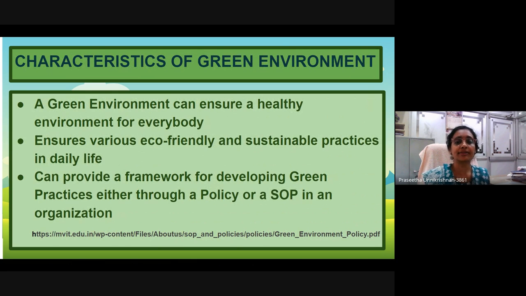So what are the characteristics of a green environment? A green environment can ensure a healthy environment for all, ensures various eco-friendly and sustainable practices in our daily life, and can provide a framework for developing green practices either through a policy or an SOP in an organization.